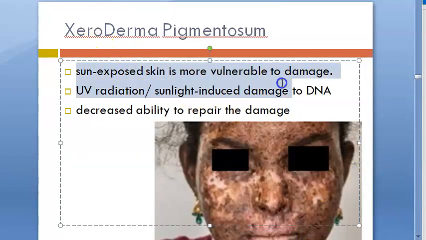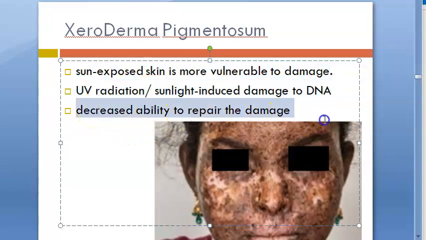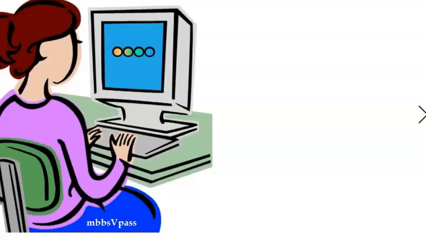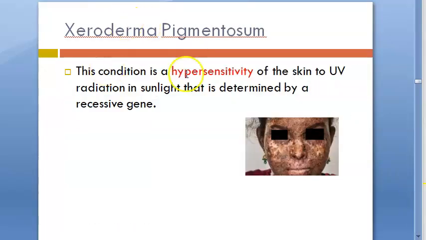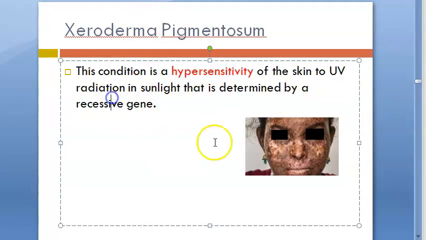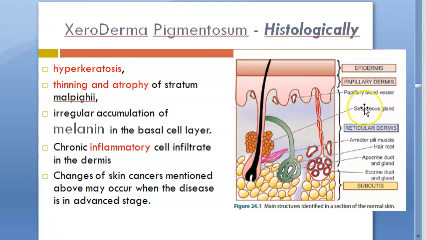What do you know about it? Sun-exposed skin is more vulnerable to damage. UV radiation, etc. will damage, and the body does not have the ability to repair this damage. This is what is so important you're going to see here, that in xeroderma pigmentosum, there is no capacity of the body to repair it. This is hypersensitivity, due to this gene, a recessive condition. It is more prone to damage and it doesn't have the capacity to repair.